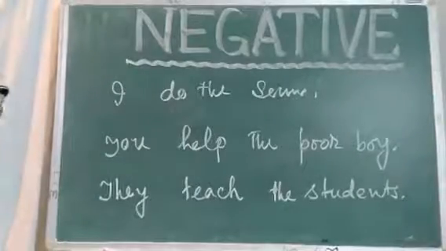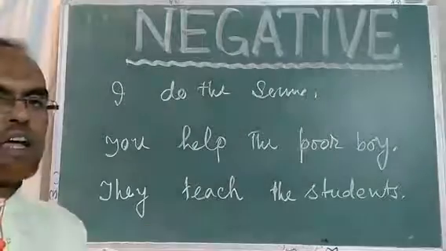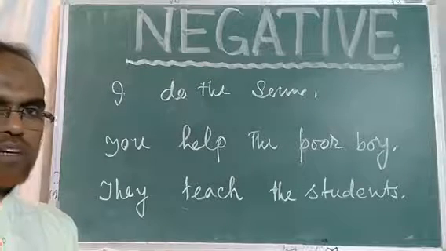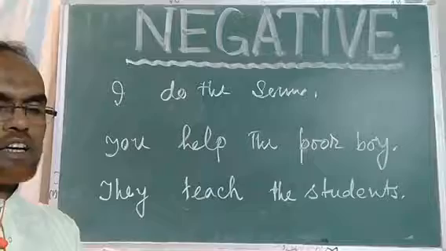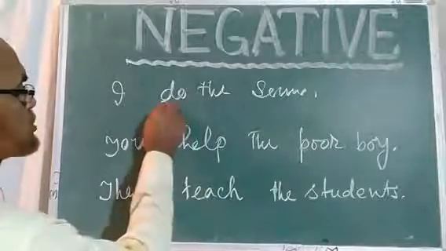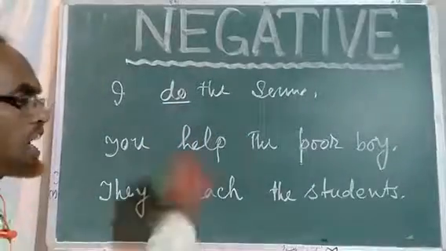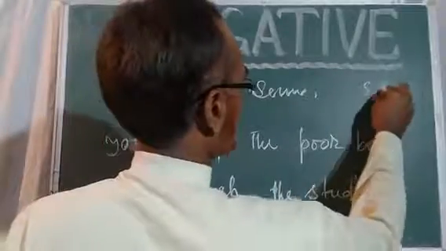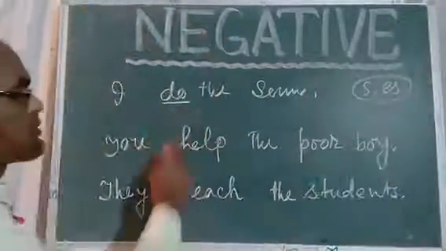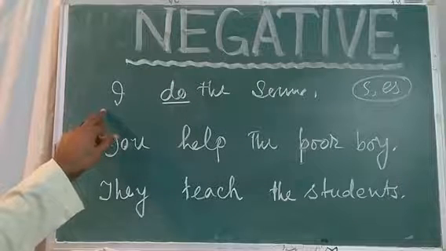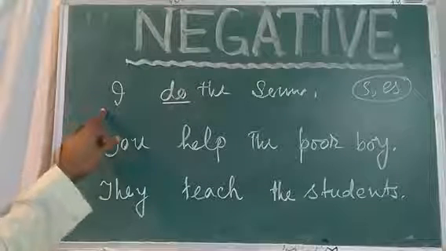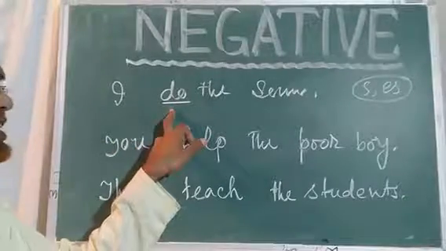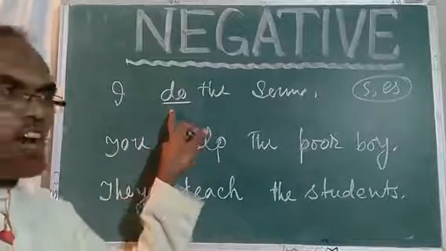If we find a verb without adding s or es, like do, that is, we have not added s or es in this verb because its subject is I, first person and singular number. So we do not add s or es with the verb.